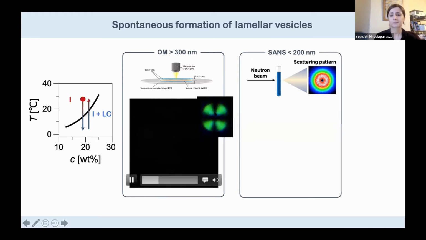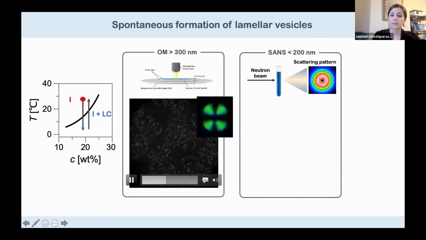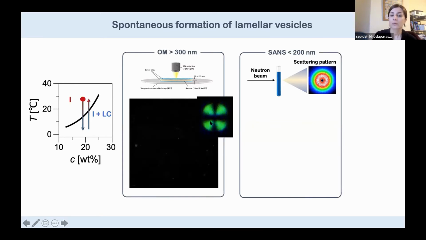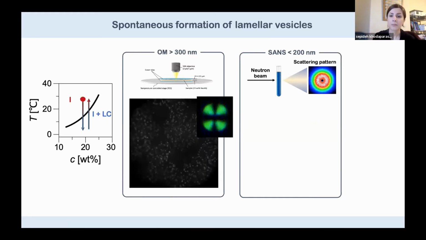And these droplets are a few microns. There's no scale here, but this is around 5 microns, and they're birefringent and they have a very clear Maltese cross structure, which is the characteristic of multilamellar, spherical multilamellar vesicles.